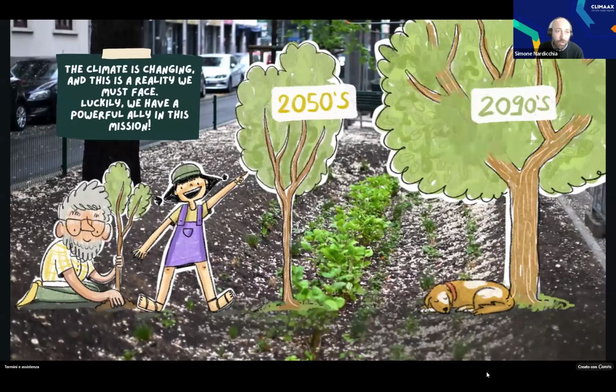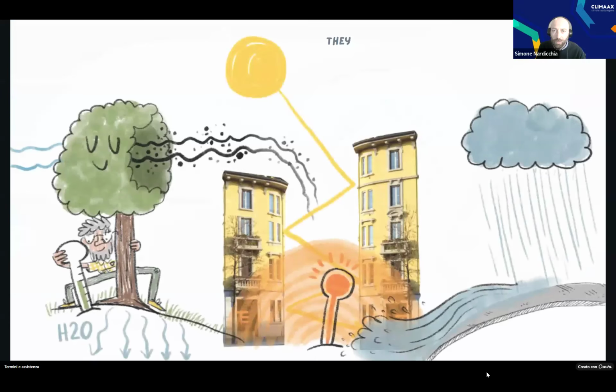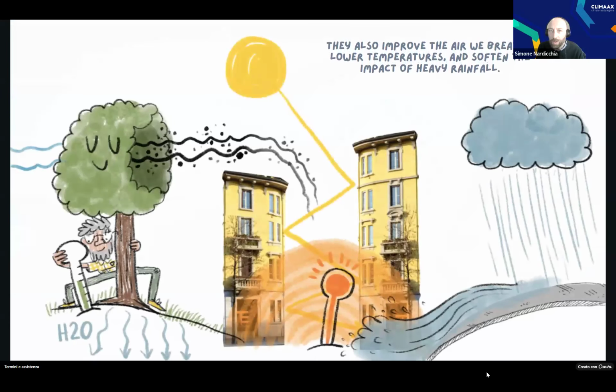So the climate is changing, but we have a powerful ally in this mission, the tree. As the trees grow, they absorb carbon and reduce CO2. Here we have some more information about trees and climate change. But the trees also help improve the air we breathe, lower temperature, and soften the impact of heavy rainfall.